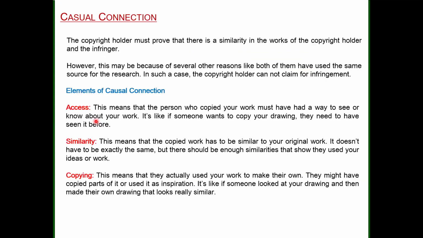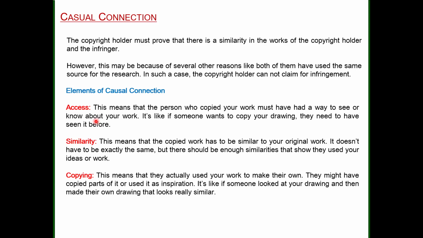Objective summary has been done, and finally there is causal connection. Now, in order to prove an issue of causal connection, the court will be trying to look into certain things. Number one is the access. You have to prove that the person who has copied your work had enough chance to have access to your work. This is what is called the access part of causal connection.